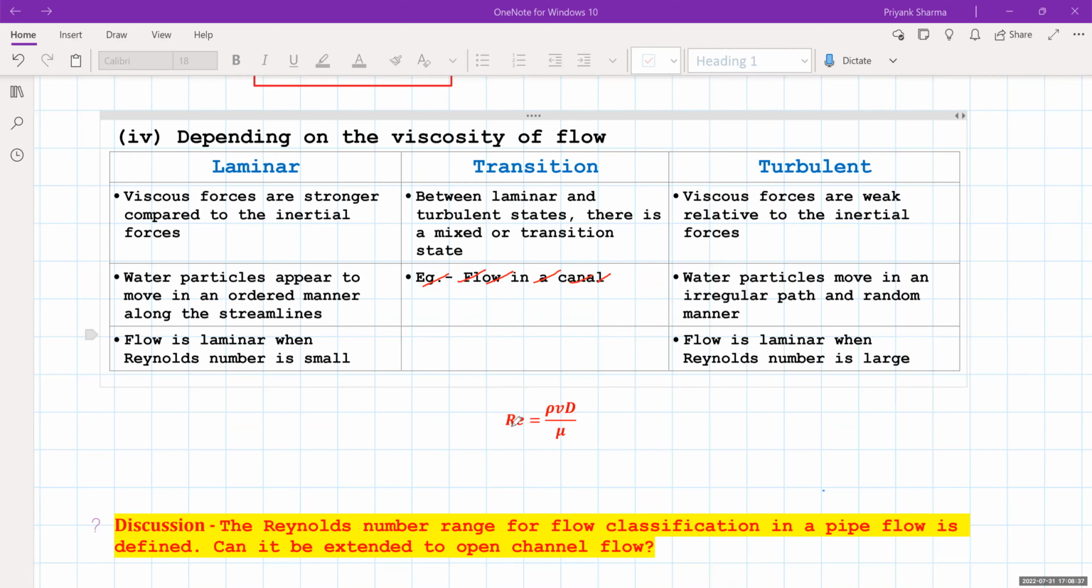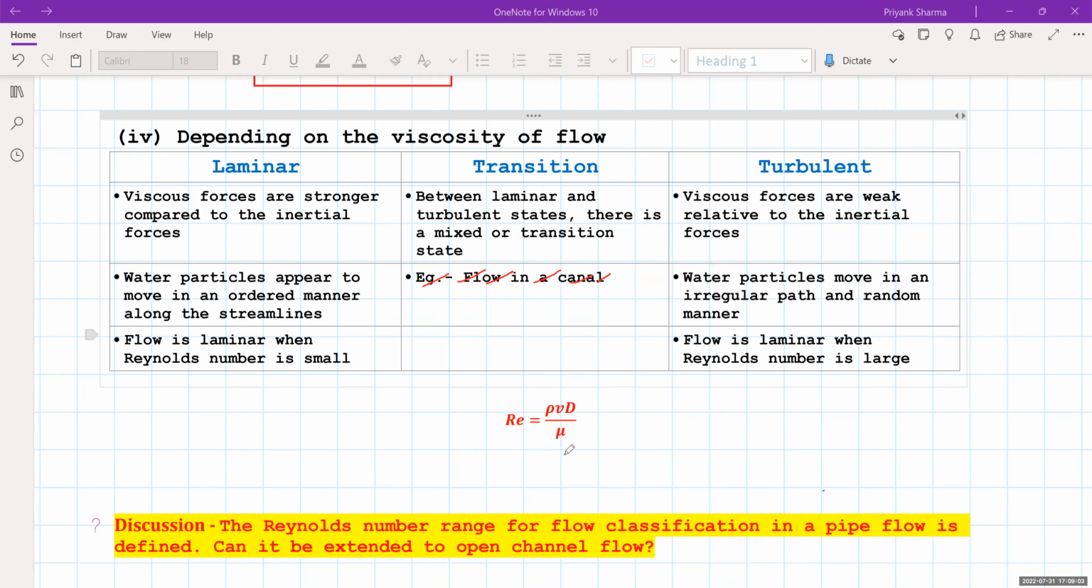So you have a Reynolds number R equal to rho V D by mu. Here rho is the density, V is the velocity, D is the characteristic length. So in case of a circular pipe, it is the diameter, but in case of rectangular or trapezoidal channel, it will be different. And mu is the dynamic viscosity. So that way you can work out the Reynolds number.